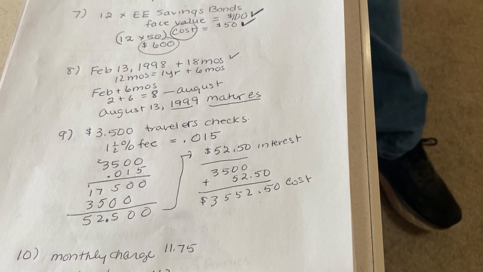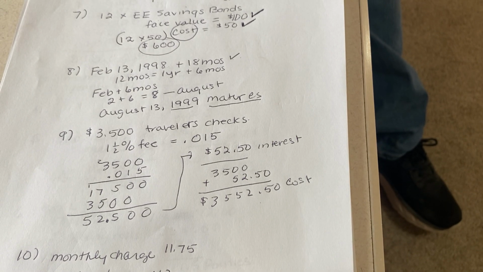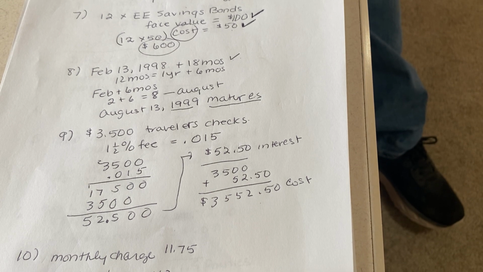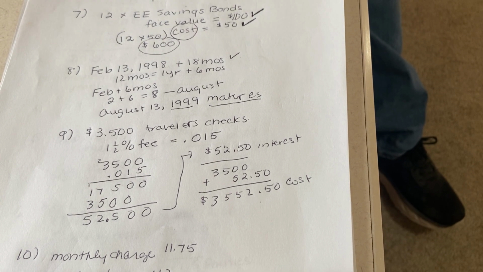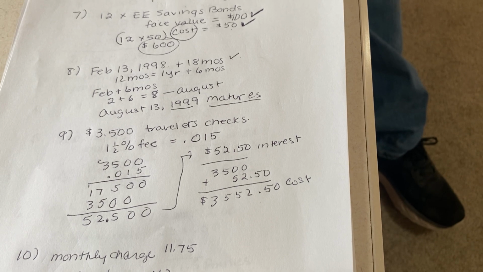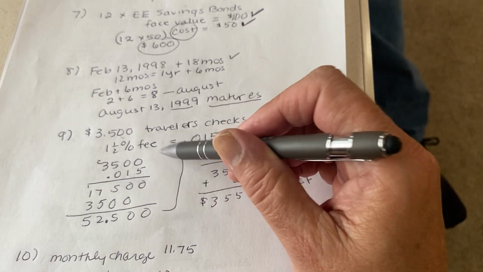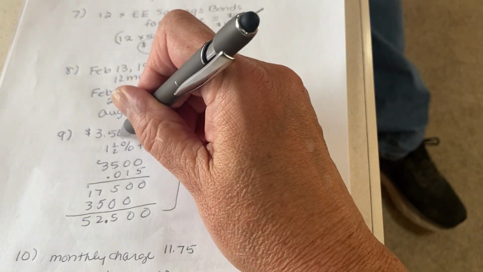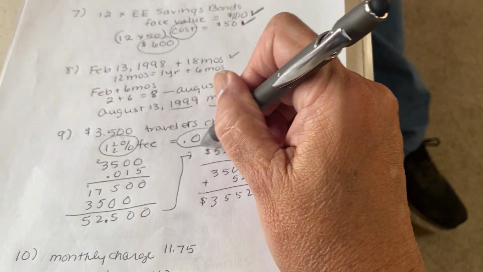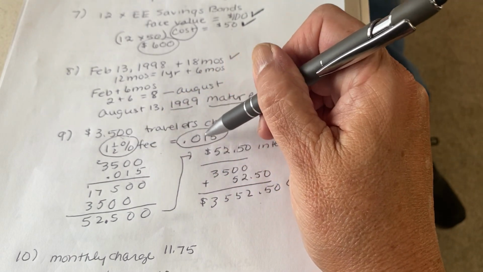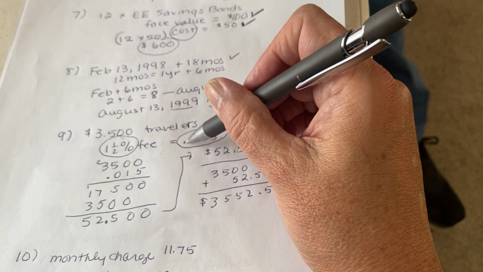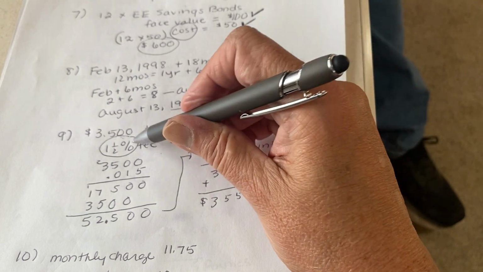Number 9, find the total cost for $3,500 in traveler's checks if a 1.5% fee is charged. So first of all, you're going to have to pay $3,500 for those traveler's checks, right? But you're also going to have to add a fee to it, and that fee is 1.5%. So you change this percent to a decimal. You change that to 0.015.